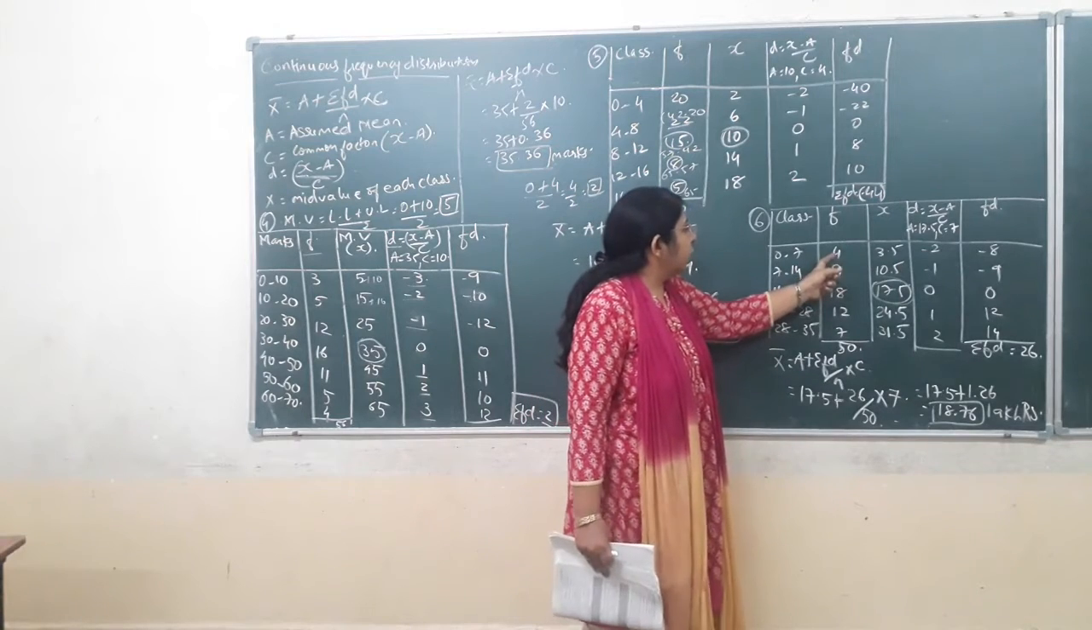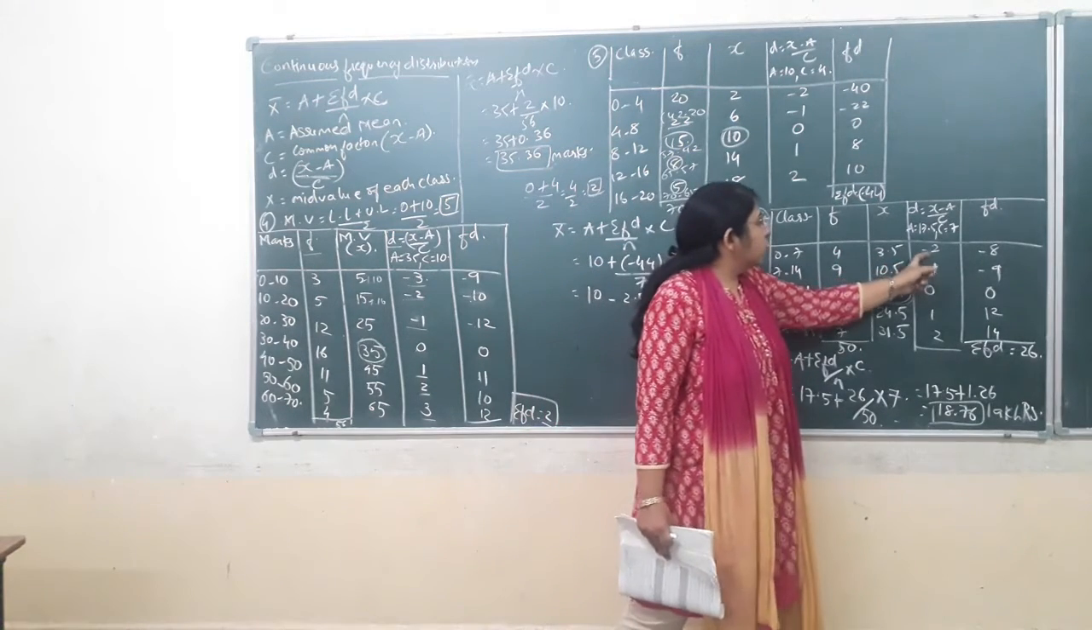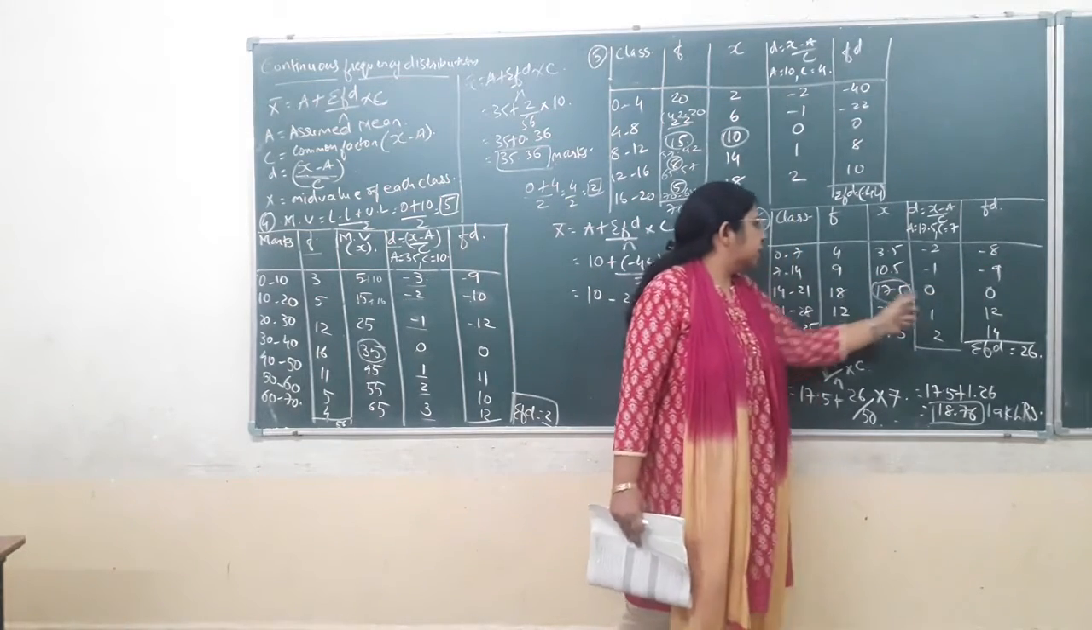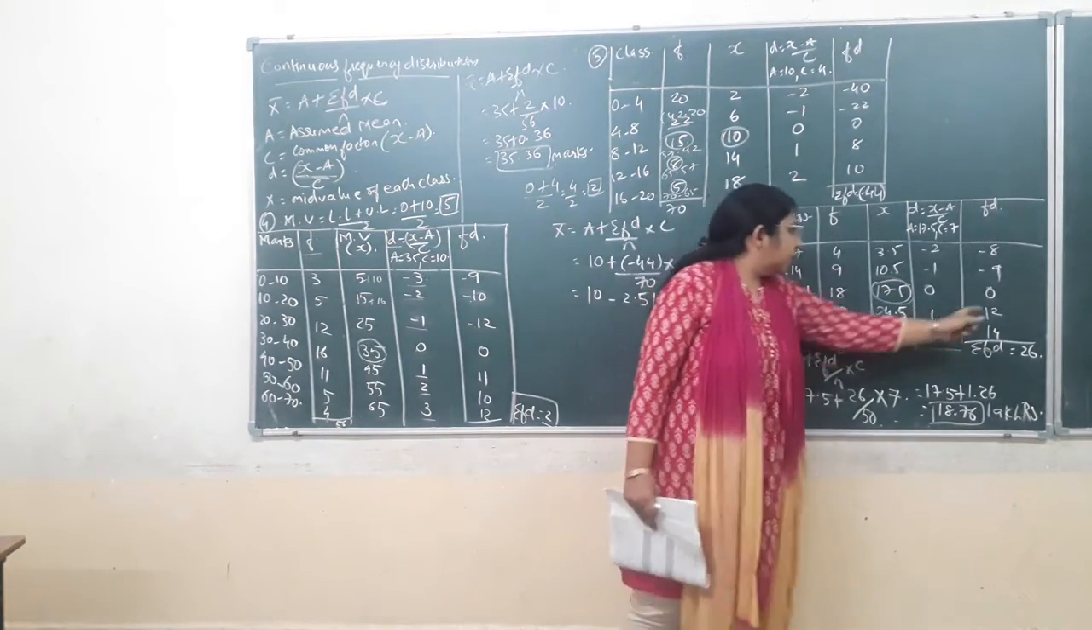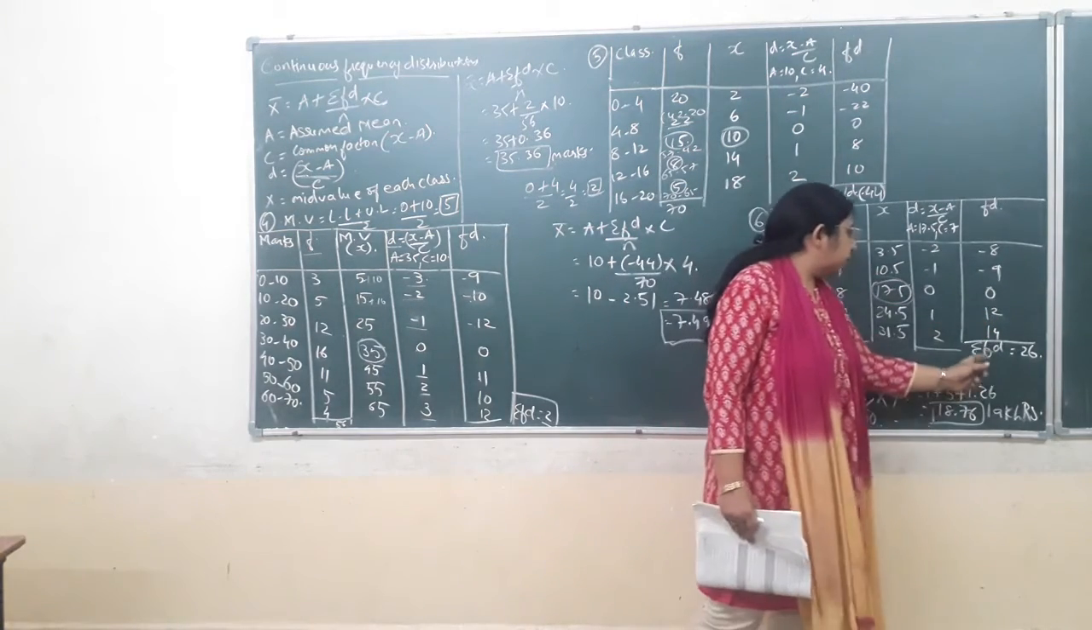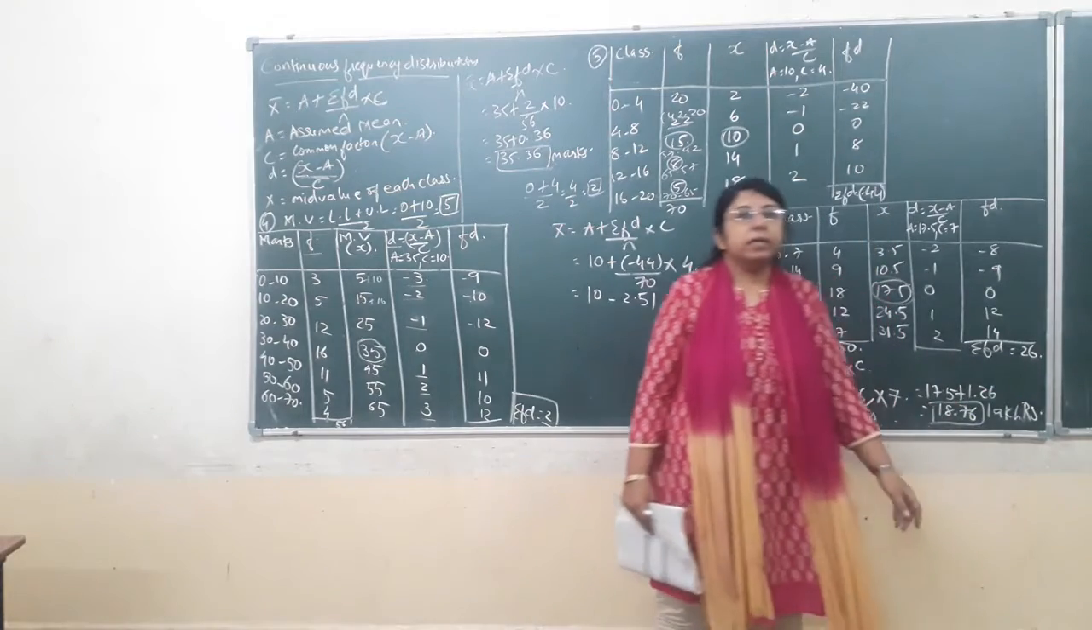So the first value of f is 4. 4 into minus 2, so minus 8. 9 into minus 1, so minus 9. 18 into 0, 0. 12 ones are 12. 7 twos are 14. Okay. Now the total of fd, that is sigma fd, is equal to 26.